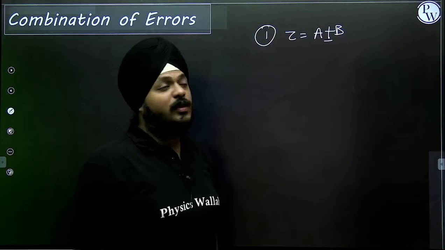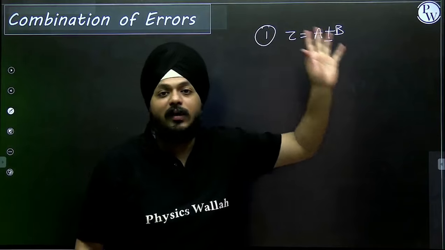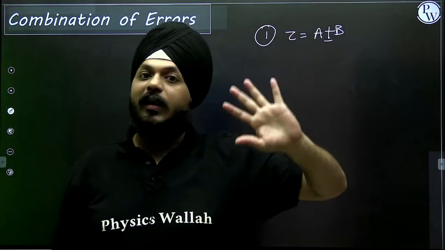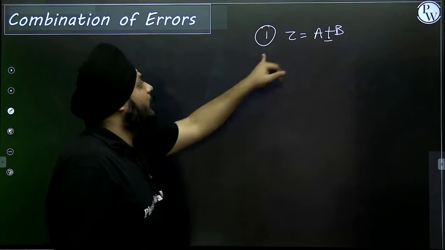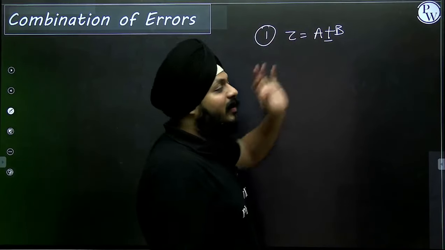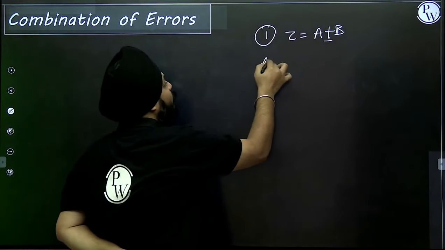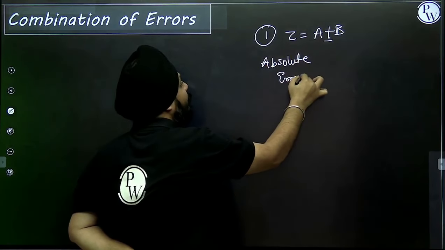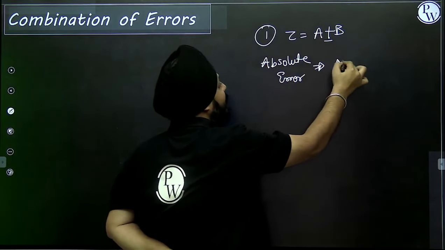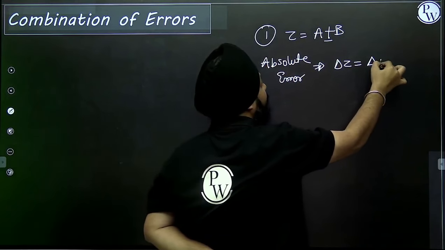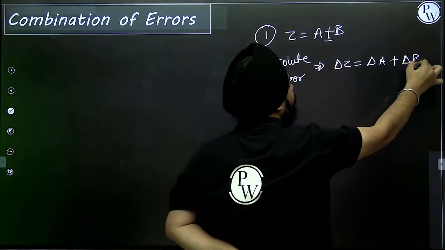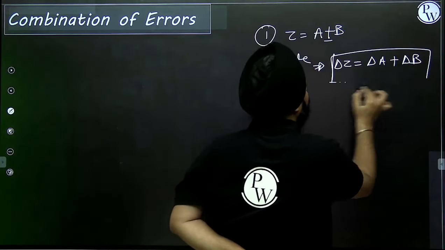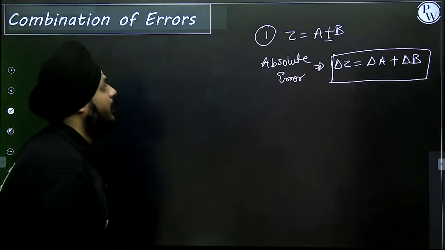There is a derivation where you can apply the log and so on, lots of stuff is there, but we are not interested in the derivation. If you need to calculate the absolute error and the relative error, then in the case of addition and subtraction, the absolute error is delta Z equal to delta A plus delta B.